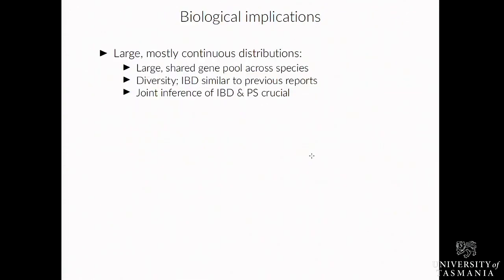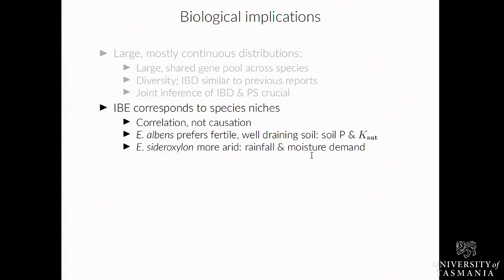So what are the biological implications of all of this? These species have very large, mostly continuous distributions. As you'd expect from that, they have very large shared gene pools. The diversity and estimates of isolation by distance are on par with previous studies in similar, closely related species, particularly Jordan and Megan Supple and many, many others. And that joint inference of isolation by distance and discrete population structure really helped us make a clear picture of what was going on. Isolation by environment does somewhat correspond to the species niches.